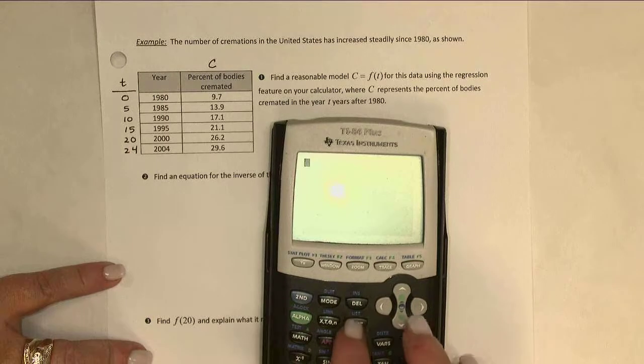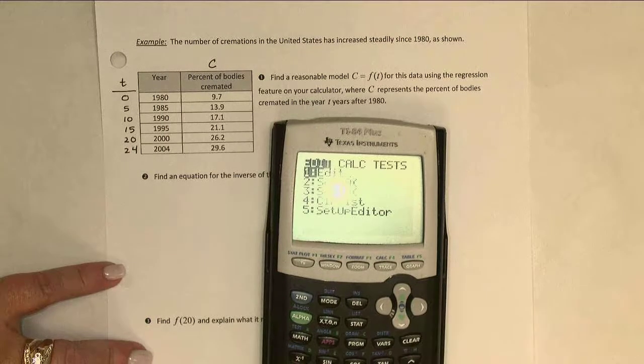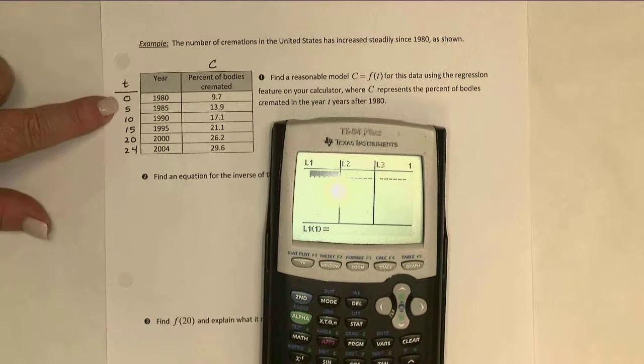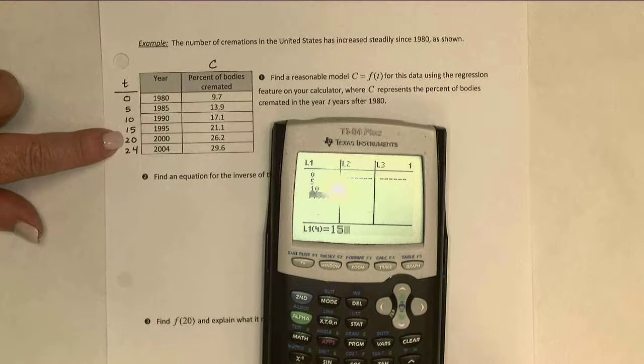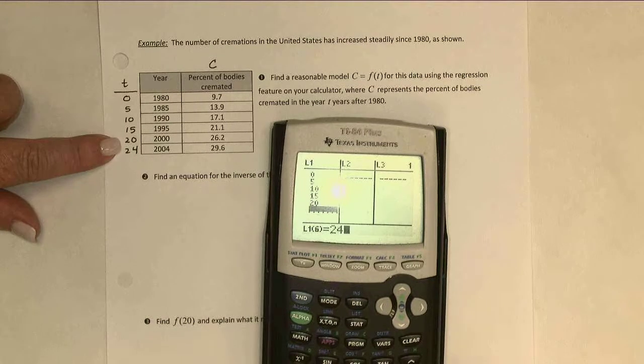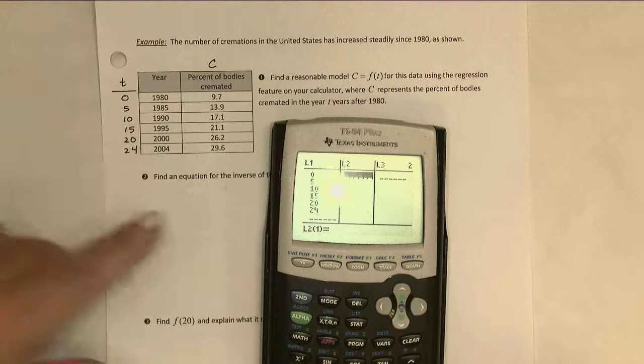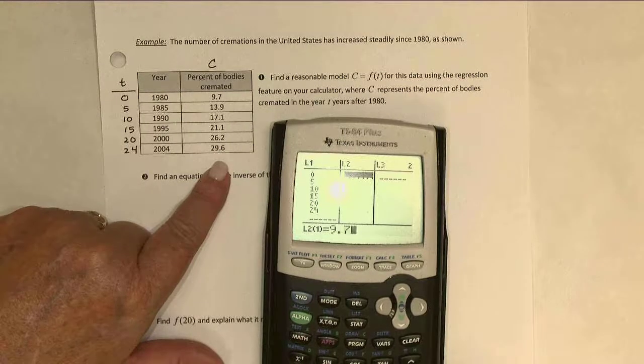I'll go ahead and put this data into my calculator. In the Stat menu, I'm editing. Put my T values into list 1 and my C values into list 2.